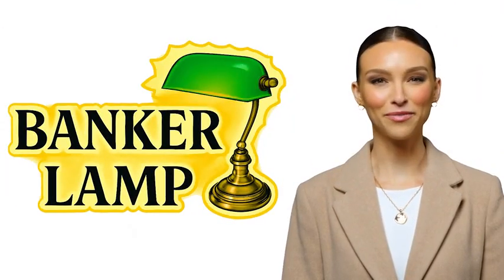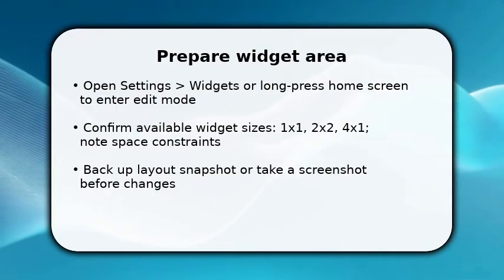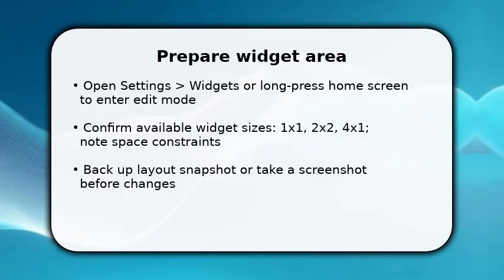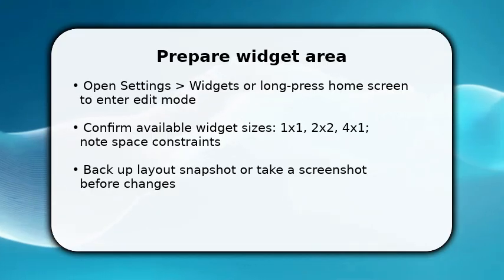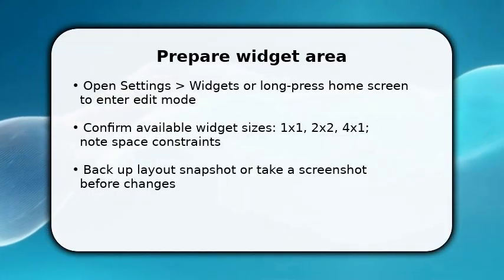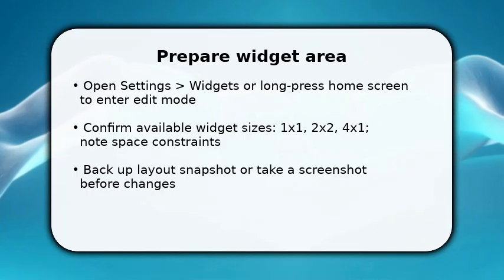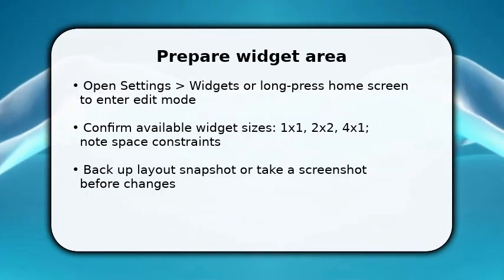Please enjoy the video. You start by opening the widget editor and identifying the target area. This lets you see which sizes and slots are free. Once done, check widget sizes 1x1, 2x2, 4x1 because mismatched sizes force repositioning later. Make sure to snapshot your current layout or take a quick screenshot so you can revert if needed. From here, you're ready to add or replace a widget without guessing, and you'll save time avoiding repeated adjustments.